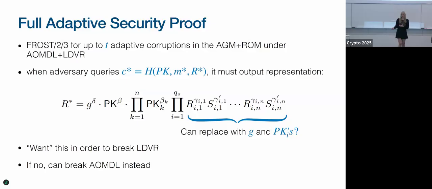Now, if we don't get to this structure, then we have a reduction to AOMDL. And this is because the public keys are themselves functions of the AOMDL challenges, and the nonces R and S are also functions of the AOMDL challenges. So if you cannot replace these values, then you actually end up with a new linear relation between all the AOMDL challenges.